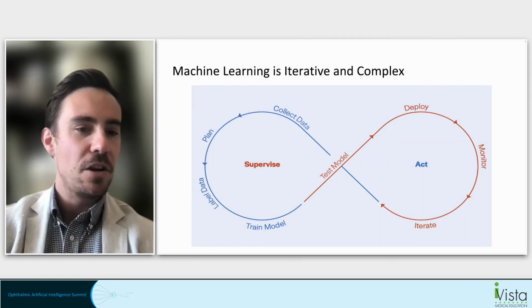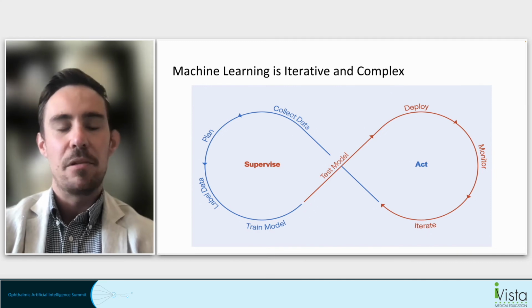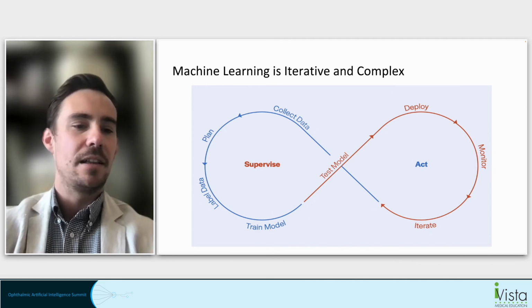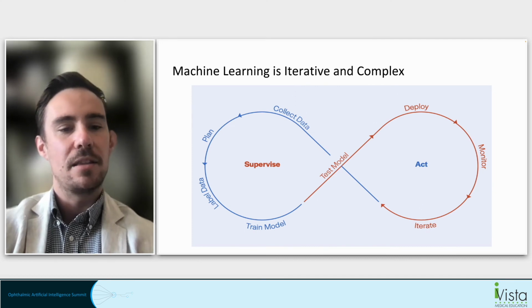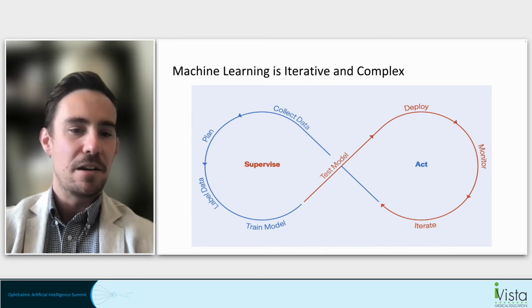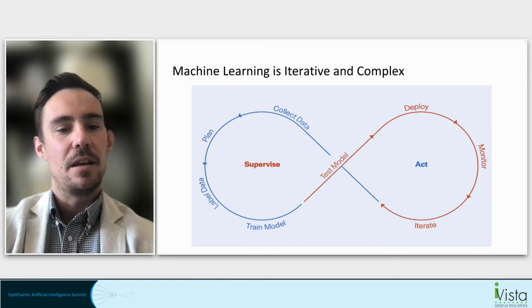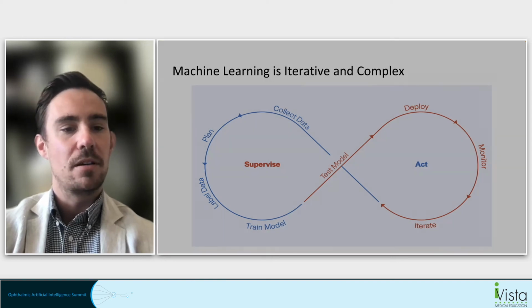And as we all know, machine learning is pretty iterative and complex. So from ideation to data collection to labeling the data, training the model, and then after implementation, monitoring the model and iterating, it takes a lot of work.